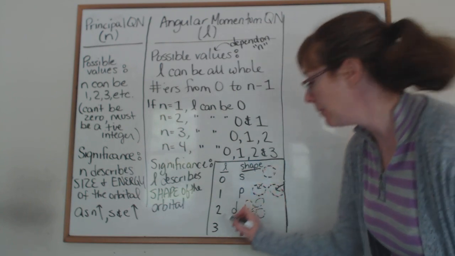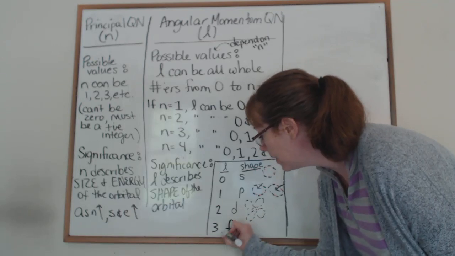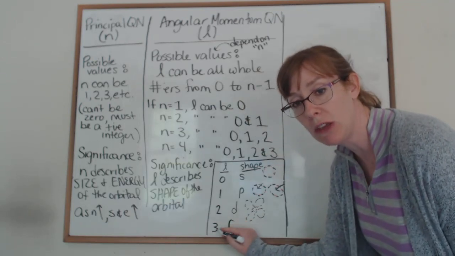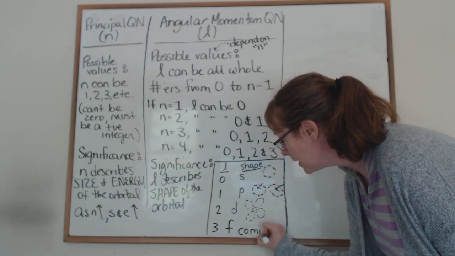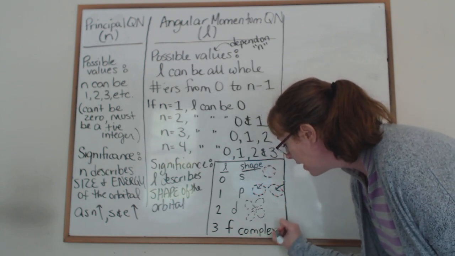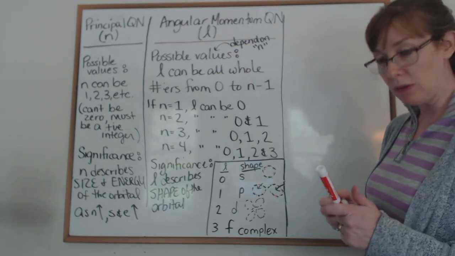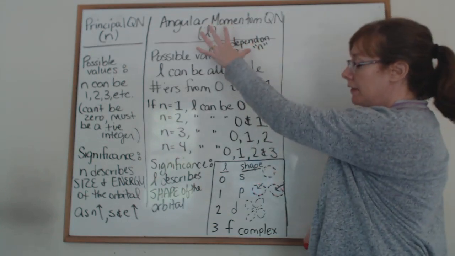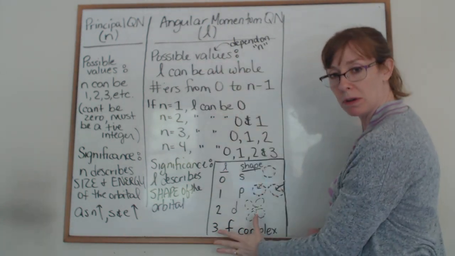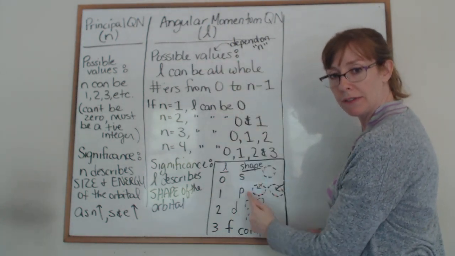And the last type of orbital is an f orbital. That's the shape that you get when l is equal to 3. The only thing that I'm going to attempt to say about this shape is that it's complex. You'll see in your book, they do have some nice pictures, but we're not going to attempt to draw it. So the l value is significant because it describes the shape of the orbitals. If you have a different l value, you'll have a different type of shape.